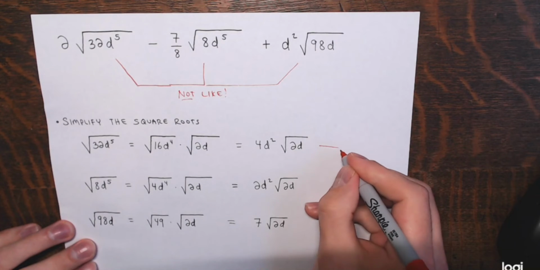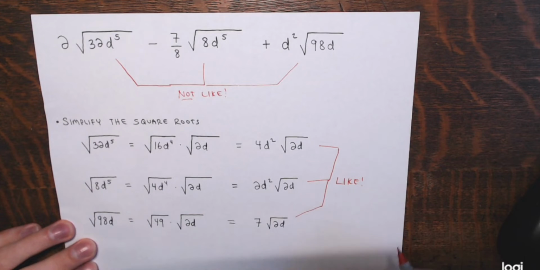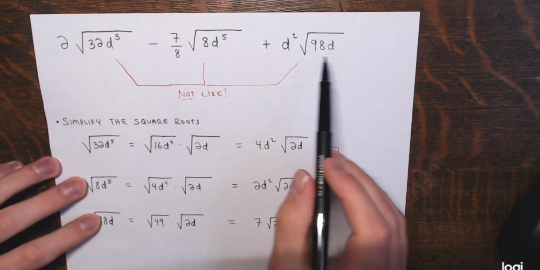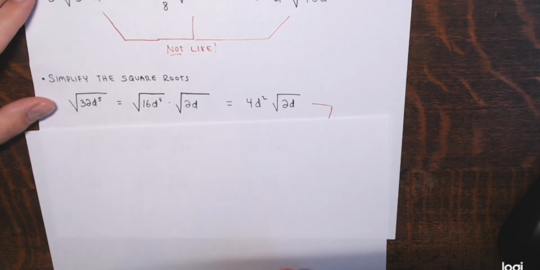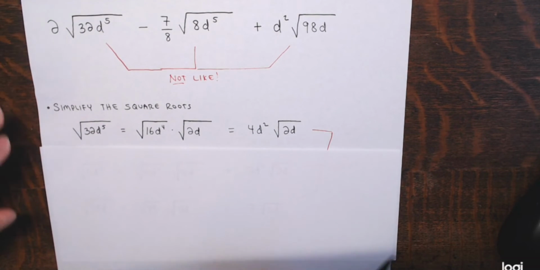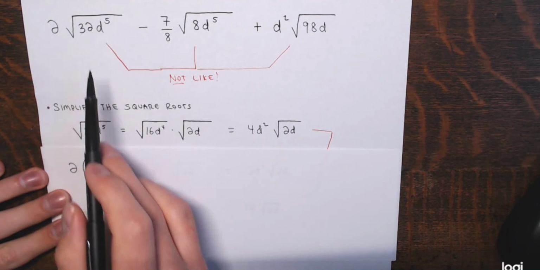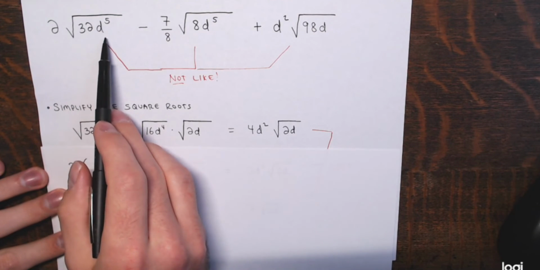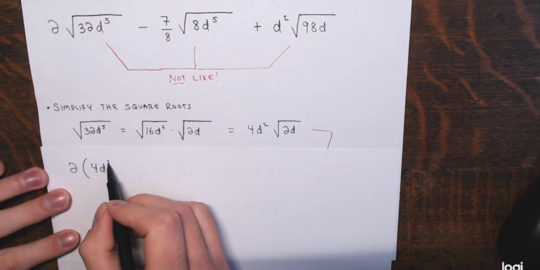Right, now all these square roots are like after simplifying. All three of them have the square root of 2d. Alright, so I'm going to pop these back into the expression. Let's keep the expression up here. The first term was 2 times, and usually when you replace something, put parentheses around it. I'm replacing the square root of 32d to the fifth with 4d squared times the square root of 2d.